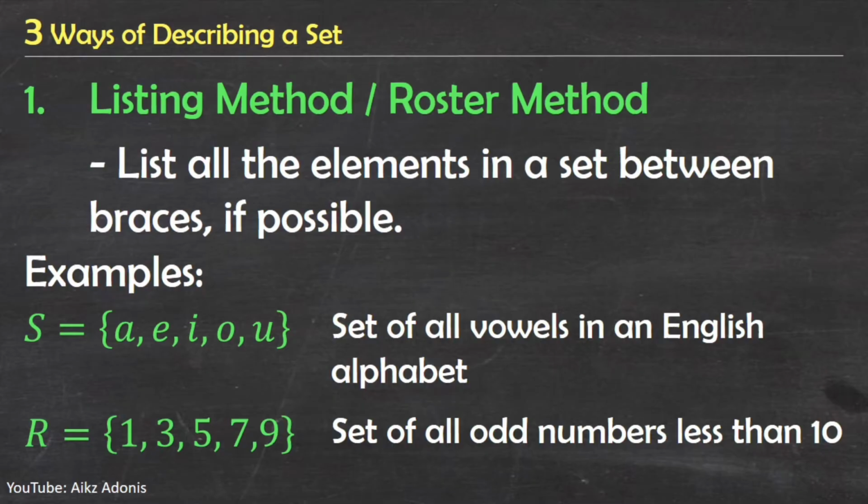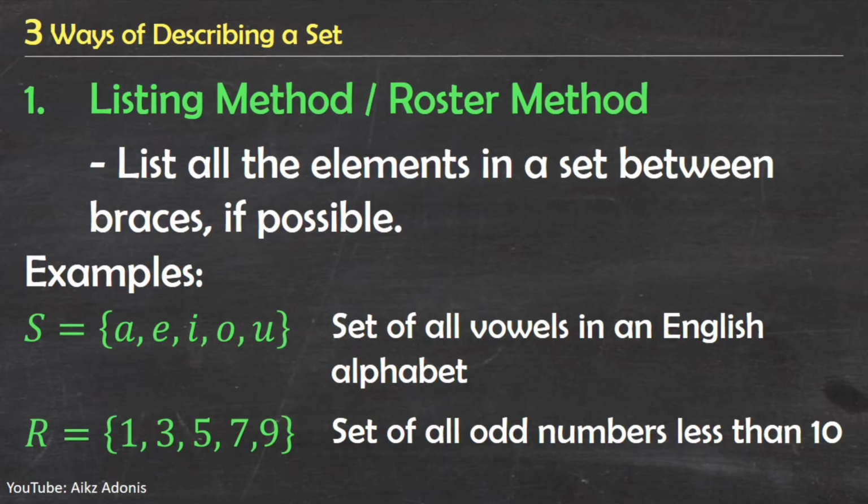Another example is the set of all odd numbers less than 10. Remember, odd numbers are whole numbers that when divided by 2 leave a remainder of 1. Since we are referring to odd numbers less than 10, the elements that we can list between braces are 1, 3, 5, 7, and 9.